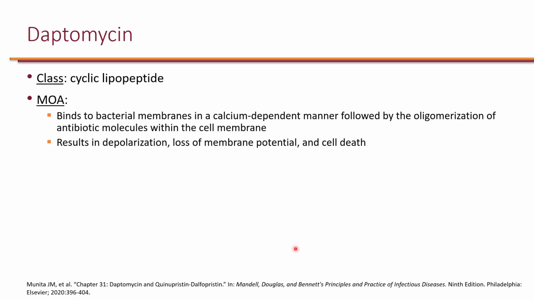Now, daptomycin, let's talk about the mechanism of action of daptomycin. Its class is cyclic lipopeptide. It binds to the bacterial membrane in a calcium-dependent manner, followed by the oligomerization of antibiotic molecules within the cell membrane, which results in depolarization, loss of membrane potential, and cell death.